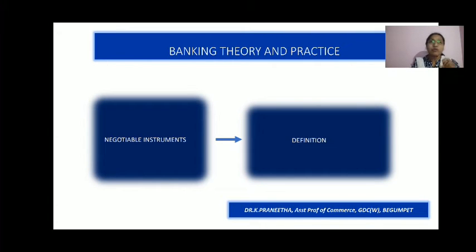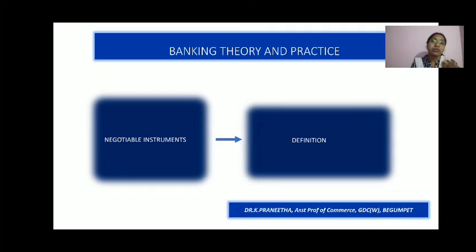Many documents are used in the modern commercial world. Negotiable instruments have great significance in the modern business world. These instruments have gained prominence as the principal instruments for making payment and discharging business obligations. A negotiable instrument is a transferable document. You can transfer it from one person to another person, which satisfies certain conditions.